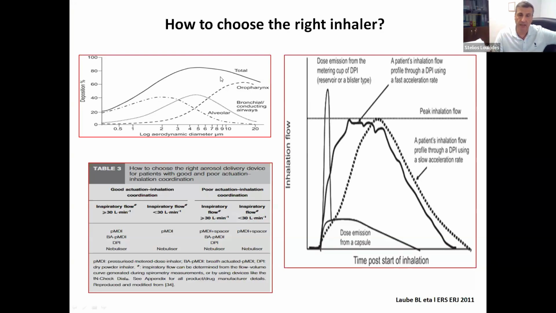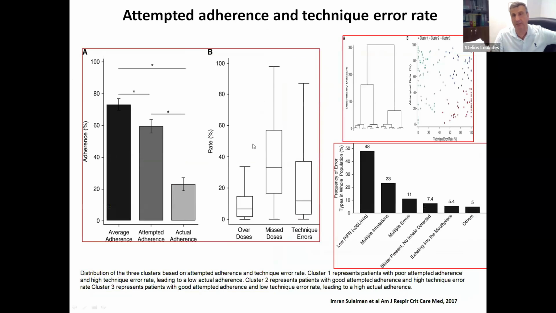And you can clearly see here the selection of the proper device, the deposition, and also you can see the inhalation flow. So you can clearly see that if you want to target the conducting airways, or if you want to target the larger airways, or if you want to use a DPI or MTI, you have to use these two components in order to select the proper device and to optimize your inhaler treatment.